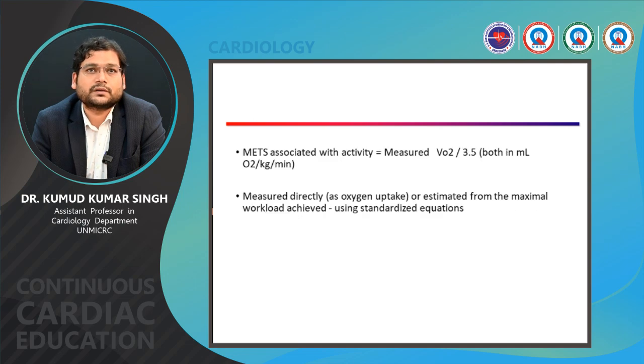So METs associated with the activity is equal to measured VO2 divided by 3.5. Both values are in ml oxygen per kilogram per minute. So MET is 1 or 2 or 3 or 4. It is measured directly or estimated from the maximum workload achieved and used by the standardized equations.